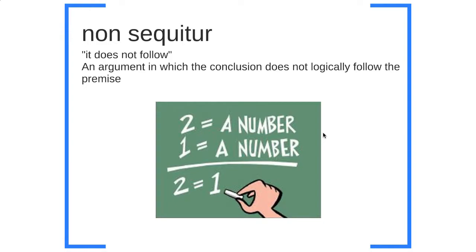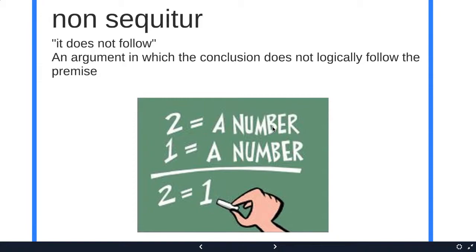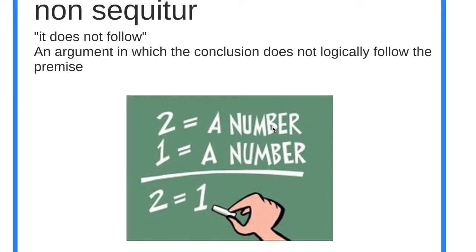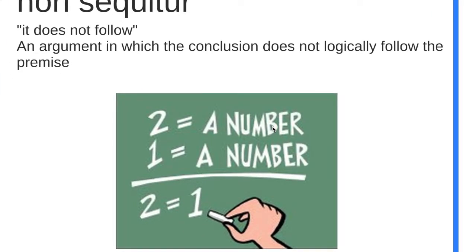Josh, what does non sequitur mean? It does not follow. Good job. You picked up on that. I appreciate that. So literally means it does not follow. It's an argument in which the conclusion does not logically follow the premise. Okay? So it's an argument where the closing idea doesn't match up with how things were set up. I'll be honest, you folks tend to do this quite a lot.